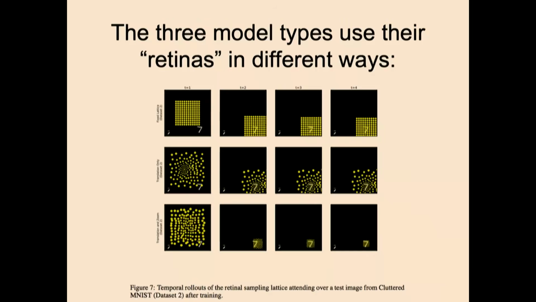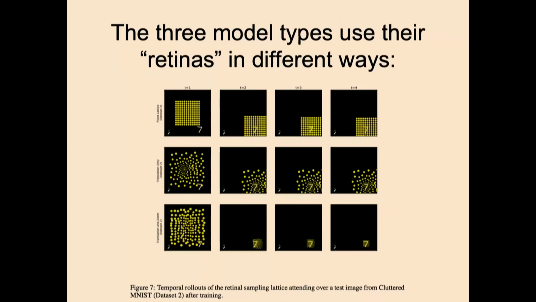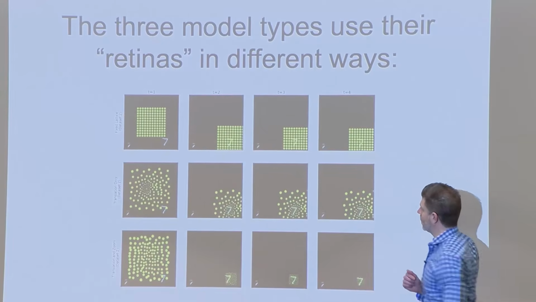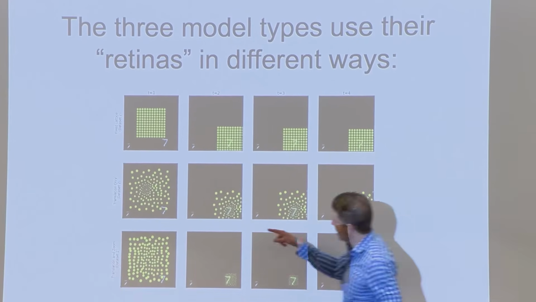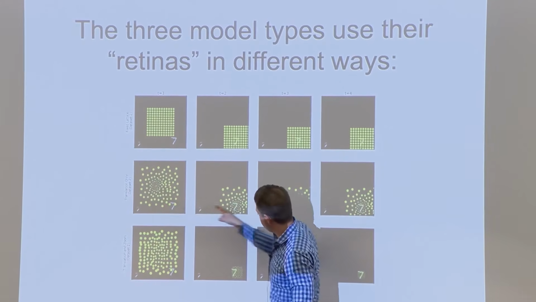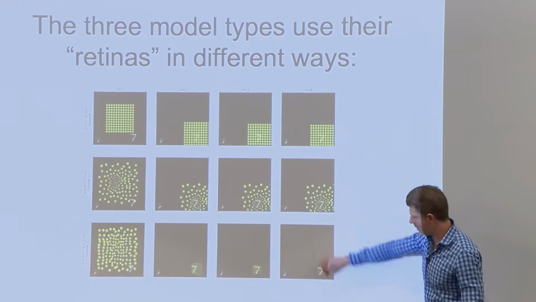So the other thing that they show in this paper is how the models end up using their retinas when they're performing this task. So remember, this is a visual search task where you have to find and recognize the digit. And so these are different time intervals in a particular trial. So this is the stimulus, and you can see that the model is essentially moving its receptor lattice so that it's located over the digit. And in the case where it's allowed to translate, you get the fovea positioned over the digit, whereas when it's allowed to zoom, it hones in on the digit in a different way.